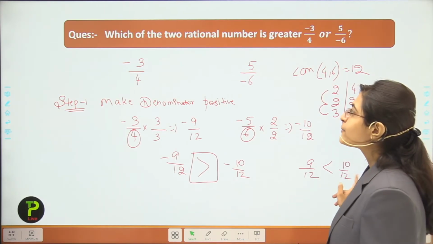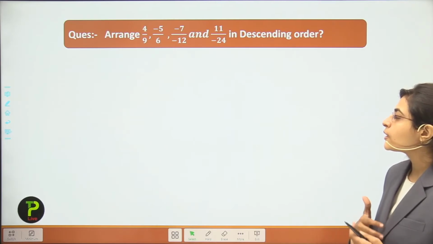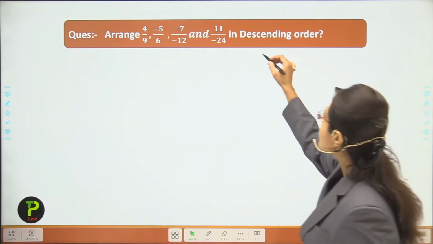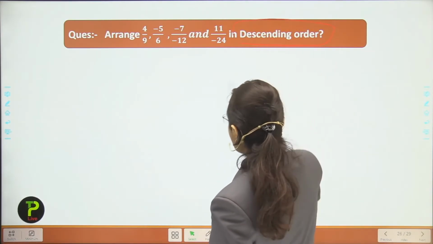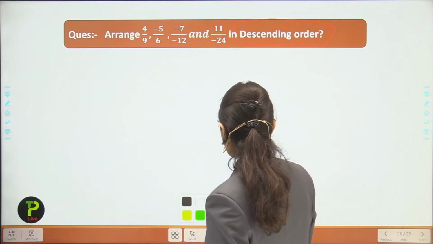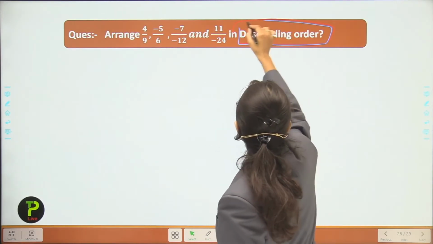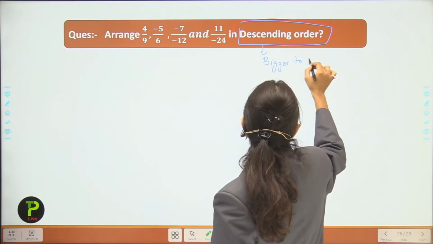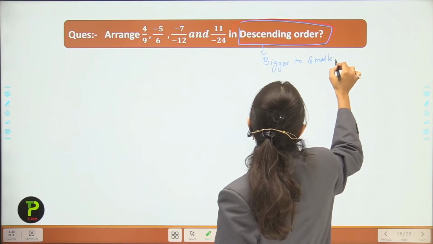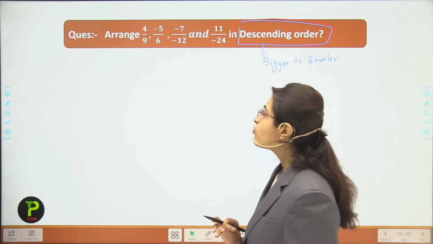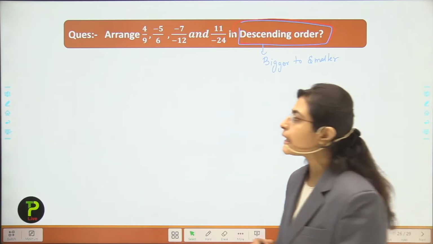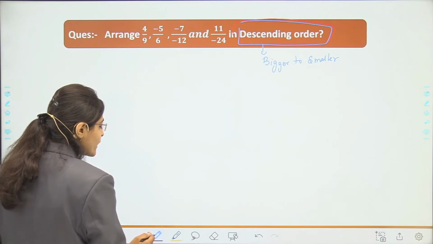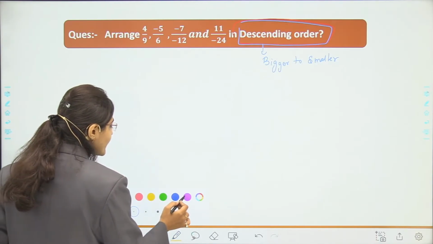So now let's move to the next. Our next question is to arrange these numbers in descending order. Descending order means that we have to arrange them from bigger to smaller. Okay, so now our steps will remain the same. What was our first step? To make the denominators positive. So let us do that.